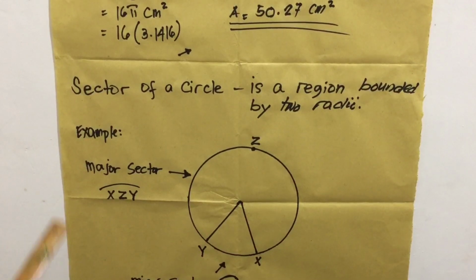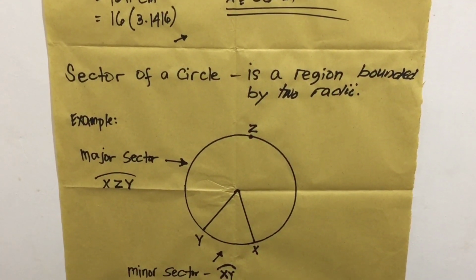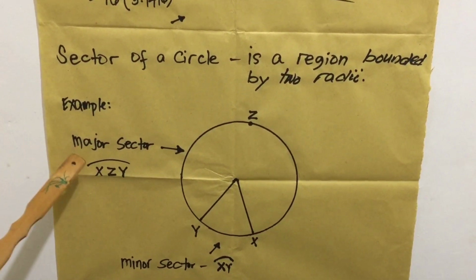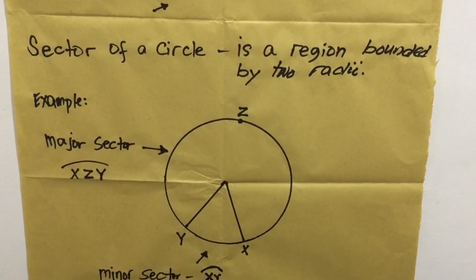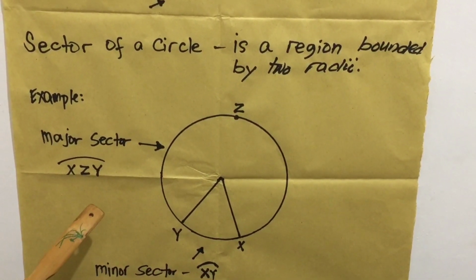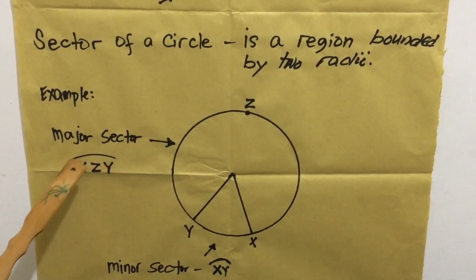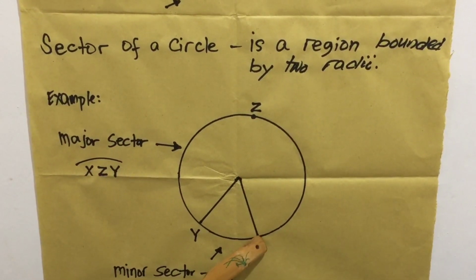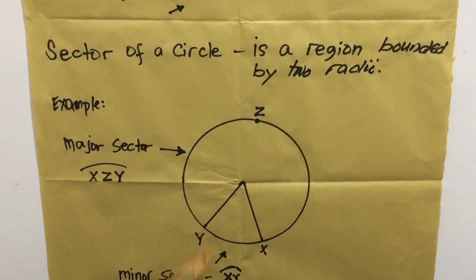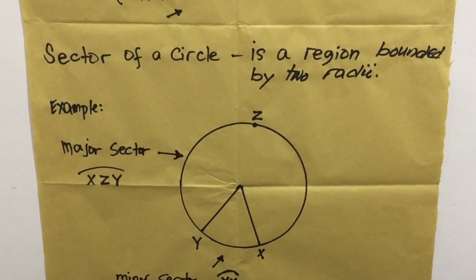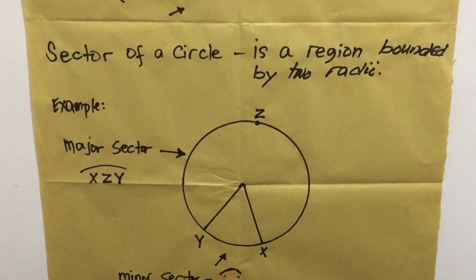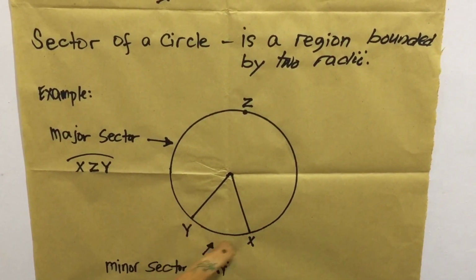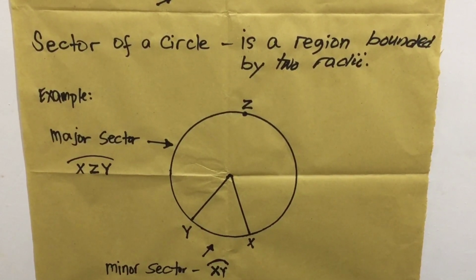Now, we have a sector of a circle divided into 2. One is called major sector, and the second is minor sector. The symbol for writing the major arc is arc xzy, meaning to say from x going to z, then going to y. And for minor, the symbol is arc xy, meaning to say from x going to y. This intercepted arc is called minor arc.